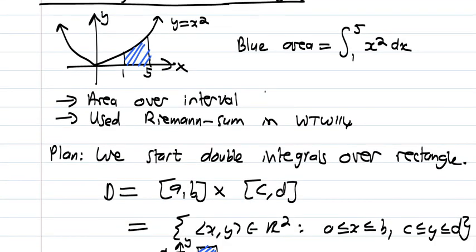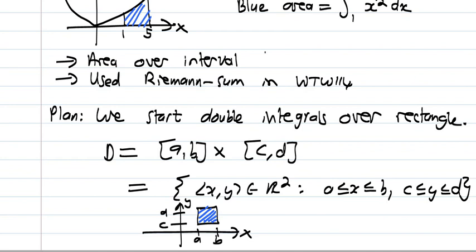So the plan is we start with a big rectangle, which is a subset of R2, where the x value is from a to b and the y value is from c to d. There are a couple of ways to denote this. You can say rectangle D is the cross product of the interval from a to b and the interval from c to d. Or if you want to, you can write this in set notation: all the 2D vectors (x, y) such that x is between a and b and y is between c and d. And here I have the rectangle depicted in the xy plane. So the blue region is the rectangle D that we are talking about.